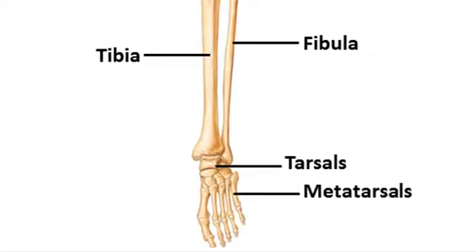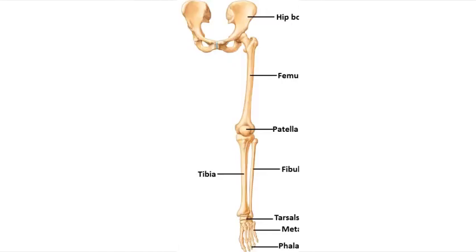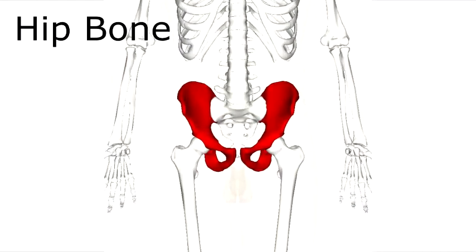After tarsals, there are 5 metatarsals which are located here in this region. And then comes the 14 phalanges, just like the upper limbs. Now let us see each section of the lower limbs one by one. Let us see the hip bone.